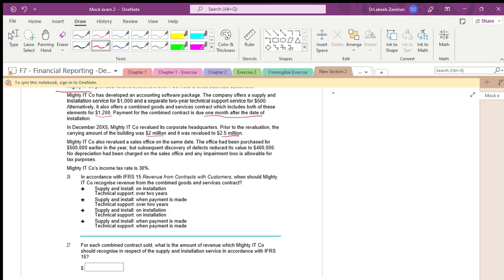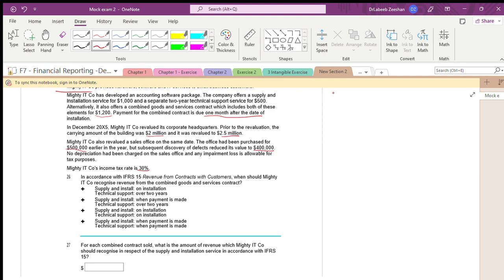Mighty also has revalued the sales office. The office has been purchased for 500 and subsequently it has been reduced. It is a revaluation loss. No depreciation has been charged and any payment is allowable for tax purposes. Mighty's income tax is 30%. Good. Theory, concept, they are mixing the concepts as well as calculations.